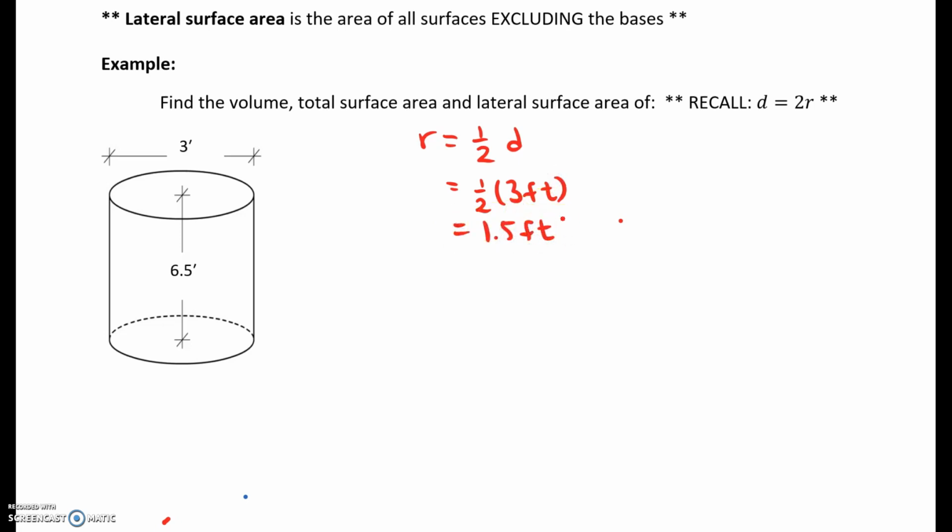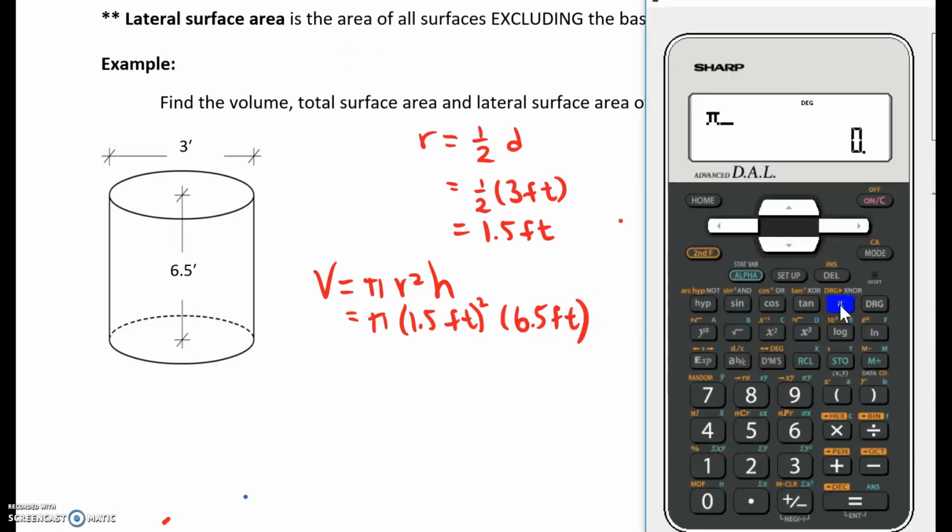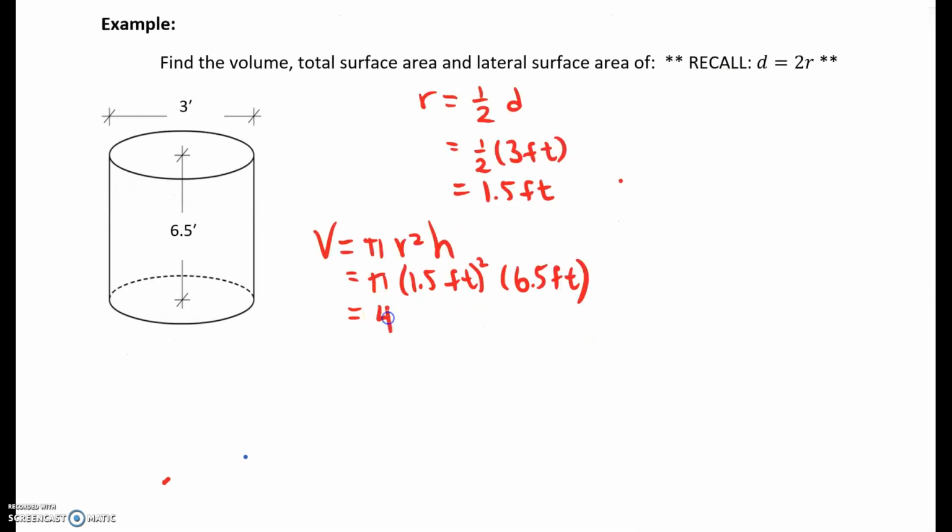We can now use the formulas. Volume is equal to pi r squared times h. Pi times 1.5 feet squared times the height, which is 6.5 feet. Let's bring up our calculator. Enter this in using pi times 1.5 squared times 6.5 to get my volume value. I read this as 45.9 cubic feet.